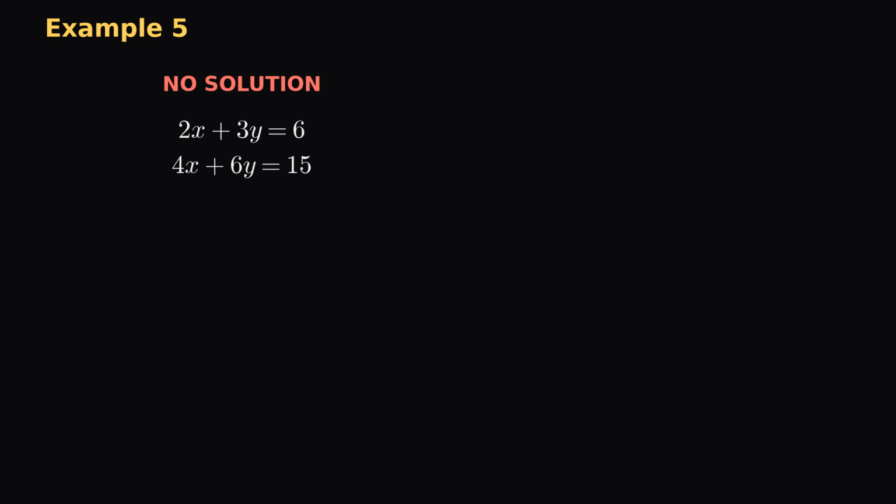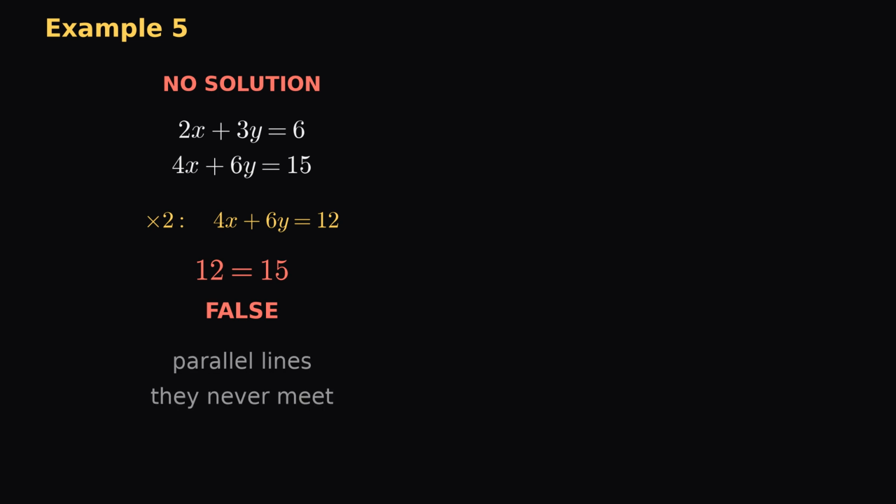Solve 2x plus 3y equals 6 and 4x plus 6y equals 15. Multiply the first by 2. 4x plus 6y equals 12. But the second equation says that exact same expression is 15. So 12 equals 15, which is false. And notice every variable has vanished. When that happens and what's left is false, there is no solution. Those are 2 parallel lines. They never meet.